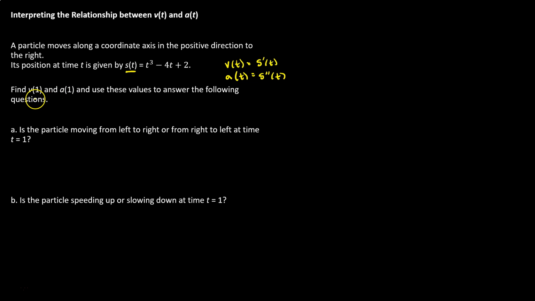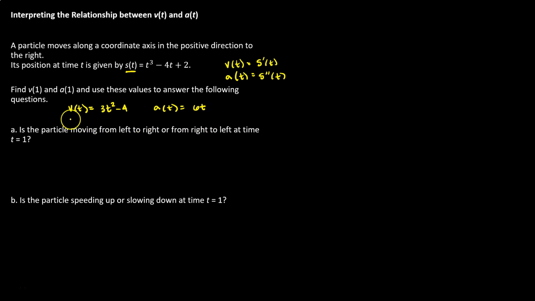So let's start by calculating the velocity at t equals 1 and acceleration at t equals 1 for the position function t cubed minus 4t plus 2. So v would look like the first derivative, which is 3t squared minus 4, and then a would look like the second derivative, or the derivative of v, which would be 6t.